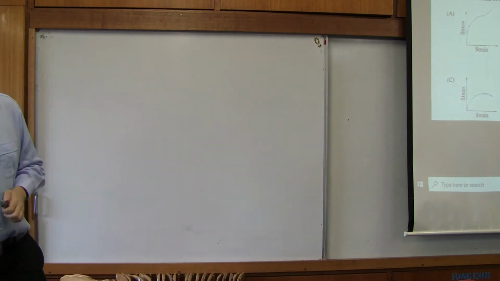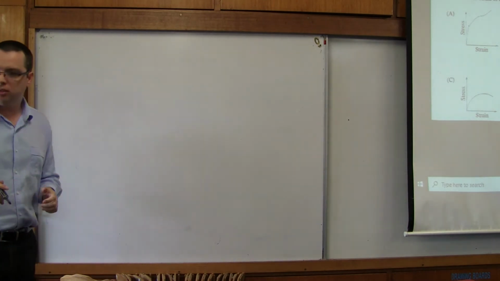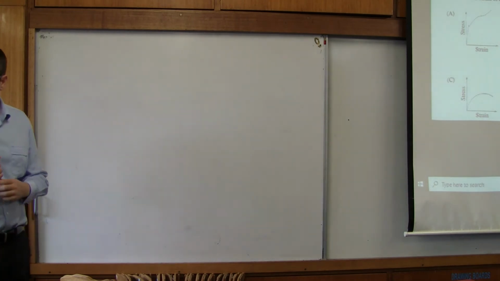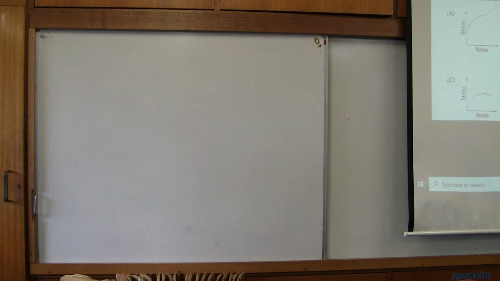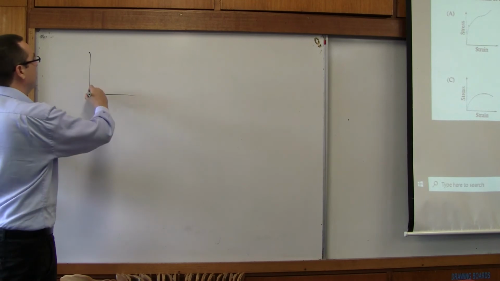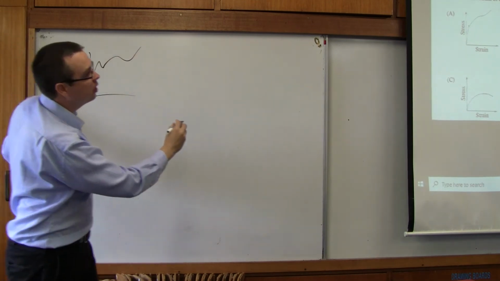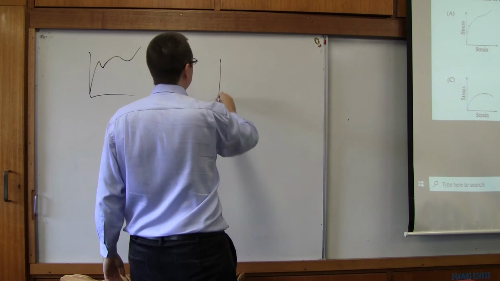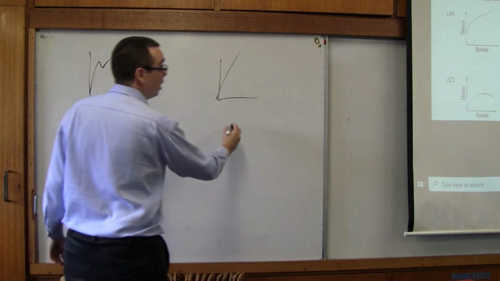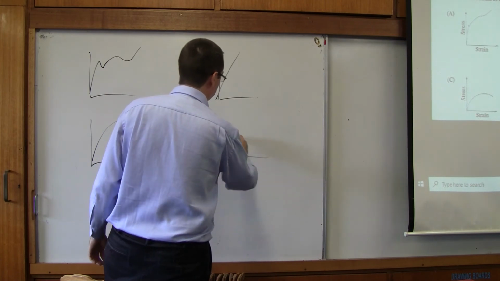Okay, questions. 2016. The following stress strain curves represent a test result showing the true stress and strain of a thermosoftening polymer. Okay, I'm going to draw these really quickly. So we've got this one, this one, this one, and this one.